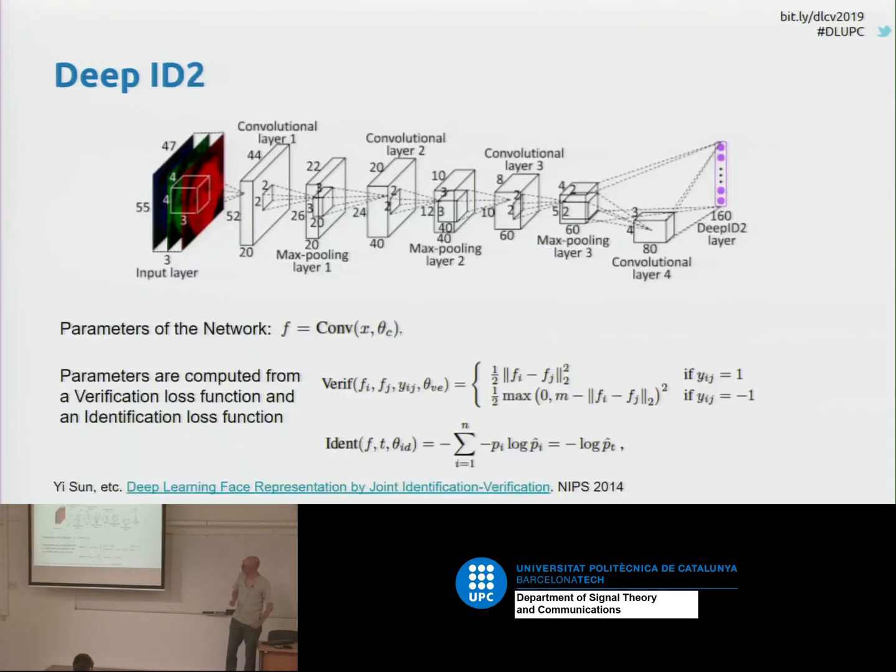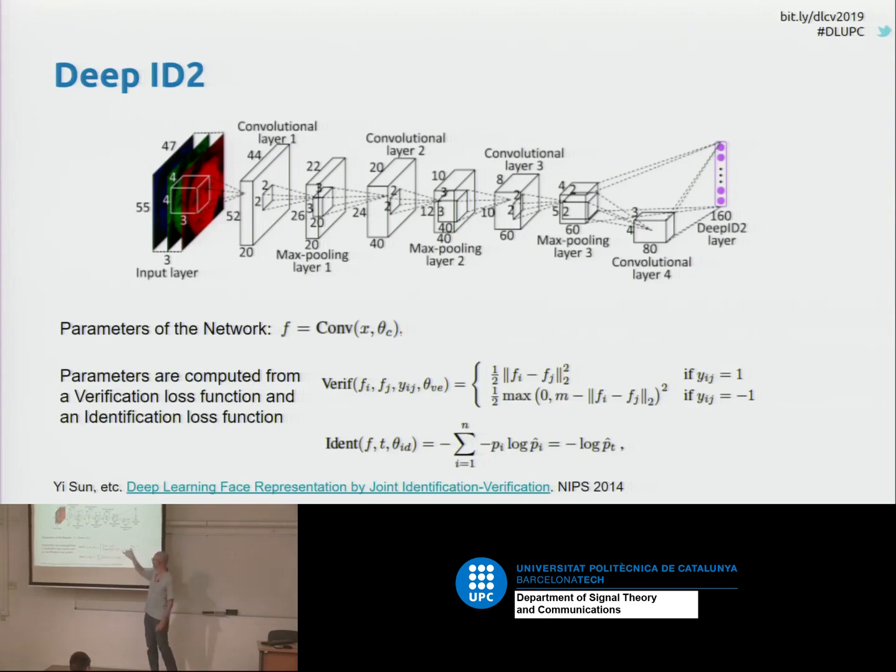Another work is DeepID2, that is also using a Siamese approach, but in this case it's combining the verification loss and an identification loss. The verification loss is the same loss as for the Siamese network.